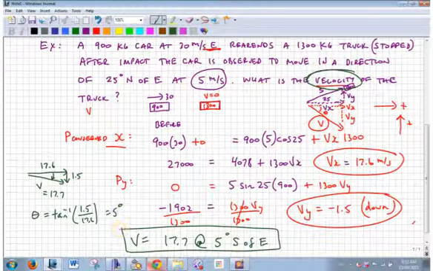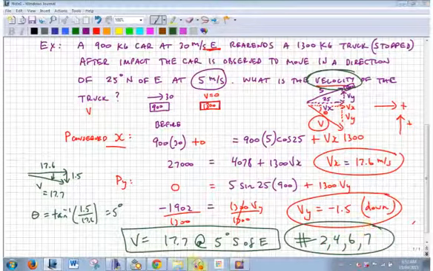Practical question, eh? Is that the direction Tanner's truck went? Number 2, 4, 6, and 7. Tricky stuff, guys.